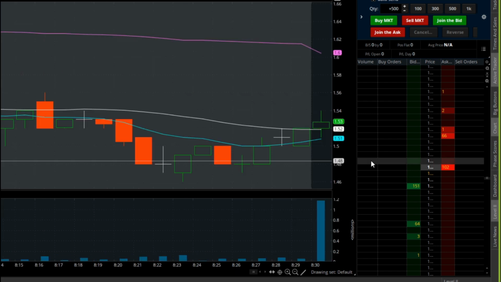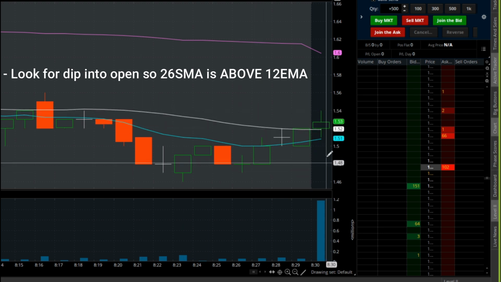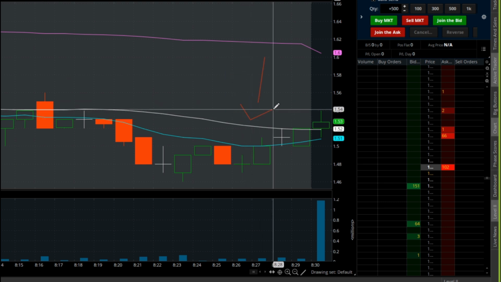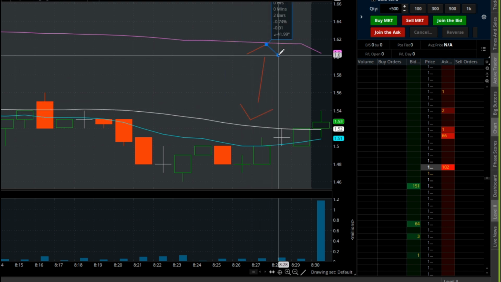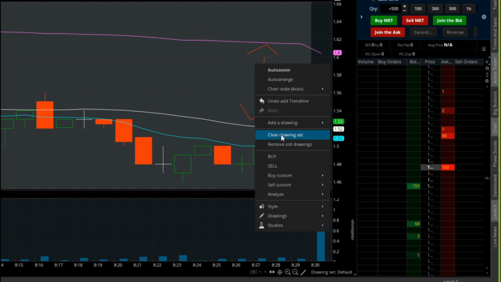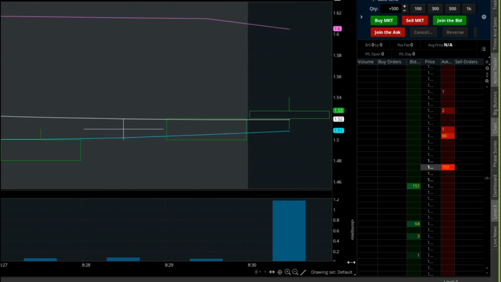Not only do we look for this dip so that the 26 SMA, which is the white line here, can be above the 12 EMA, which is the blue line, but we also look for the dip because we are extended away from the VWAP. We're opening up extended away from the VWAP. That way, whenever we get the crossover play happening, we get the stock pushing up into the VWAP at the opening bell. This is what you want to see for this strategy leading into the opening bell.